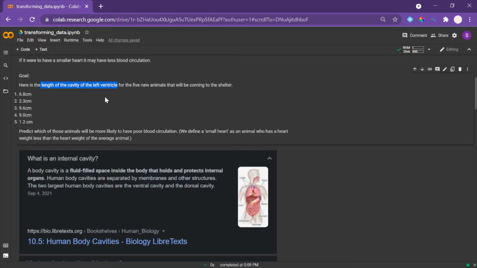So a normal heart size, right? Those who have a smaller heart size, we're going to define that as an animal who has a heart weight less than the heart weight of the average animal, so the average heart weight. Anyone who has less than the average heart weight is going to have poor blood circulation. That's what we're going to say.